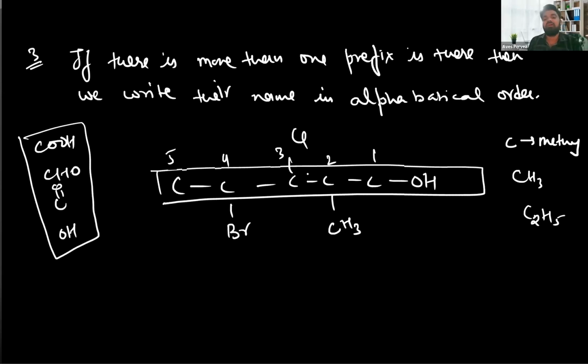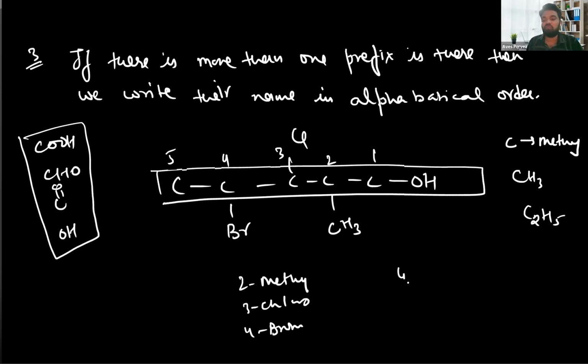So we will not write the 2 methyl first for writing the prefix. 2 methyl, and then 3 chloro, and then 4 bromo. On the 4th position is bromo. So we will not write like 2 methyl in increasing numerical order. No, we will write their names in alphabetical order.